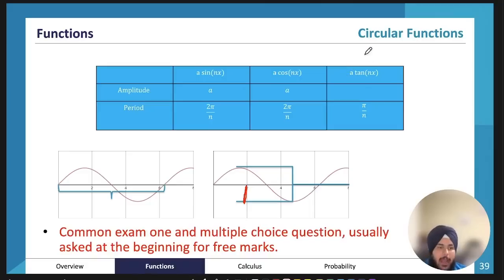Okay, next, the period is essentially the distance between when the graph starts to repeat itself. For example here, the graph is like this, and then after this point it's going to repeat itself, because the circular functions repeat from negative infinity to positive infinity, so they're indefinite. The period just represents the length for which it repeats. A really common exam 1 or multiple choice question asks you what the amplitude and period are.